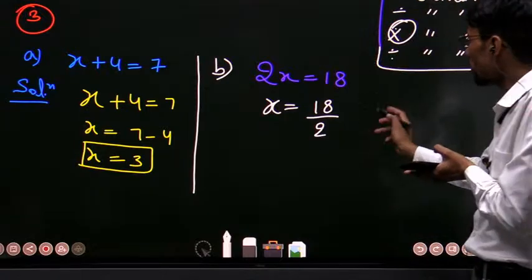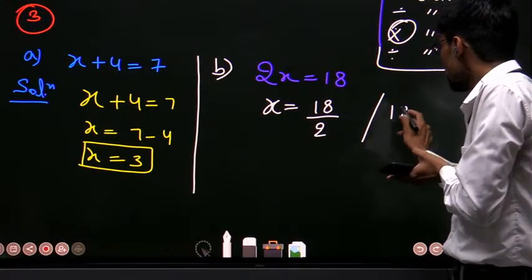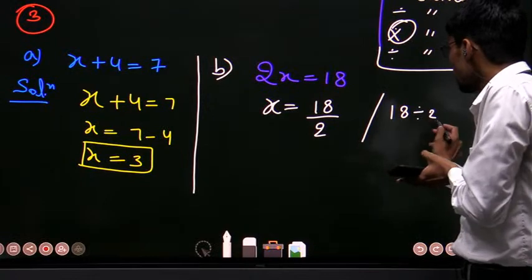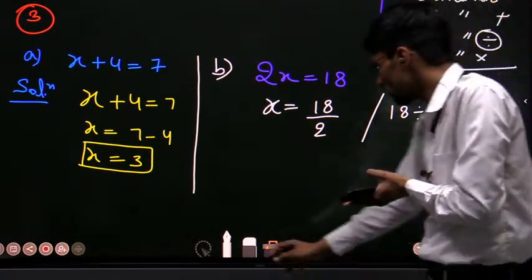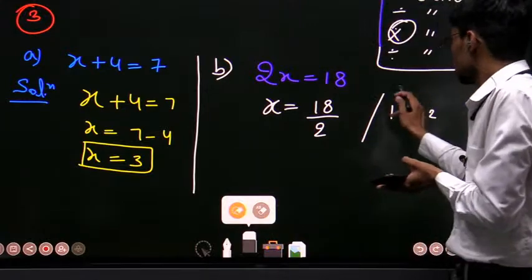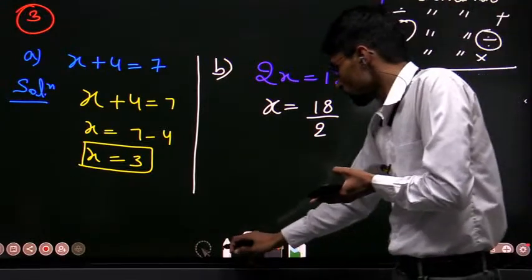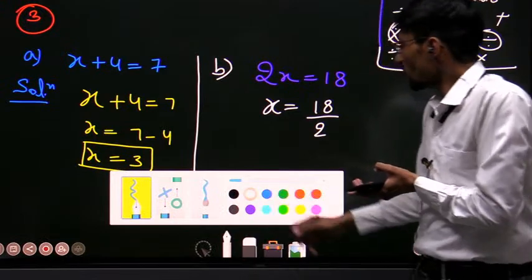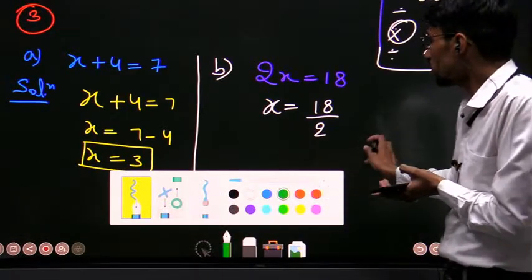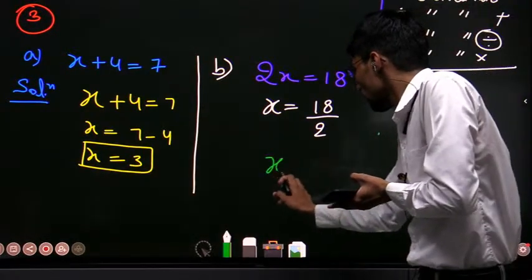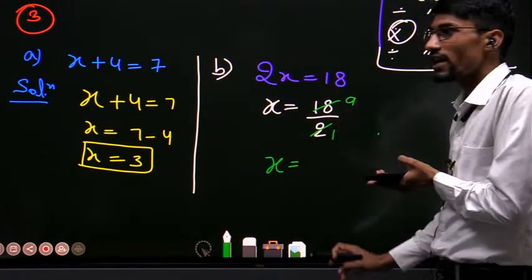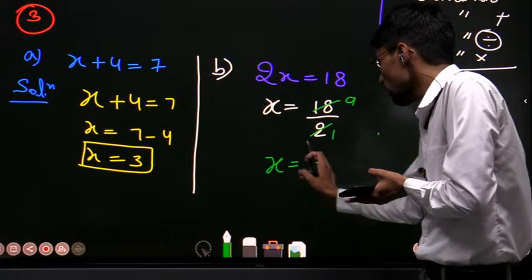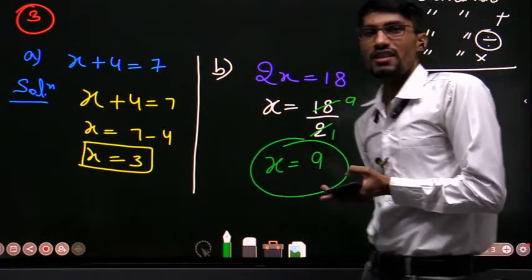You can also write this as 18 divided by 2. They are both the same thing. Now after this, what do we have to do? We cancel out: 2 ones are 2, 2 nines are 18. So what is the x value? The x value is 9. Is it clear to all of you?